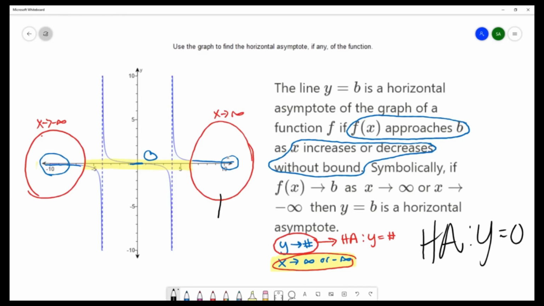So on this portion, we're seeing that as x is approaching infinity, y is approaching the x-axis, which is a y value of 0. On this portion of the graph, x is approaching negative infinity, and y is approaching 0. So we do have a horizontal asymptote at y equals 0.